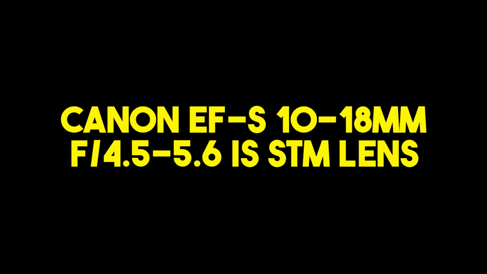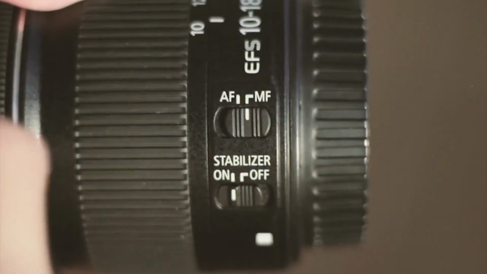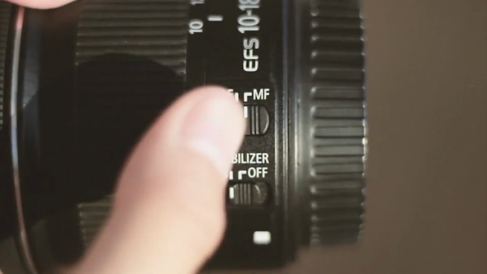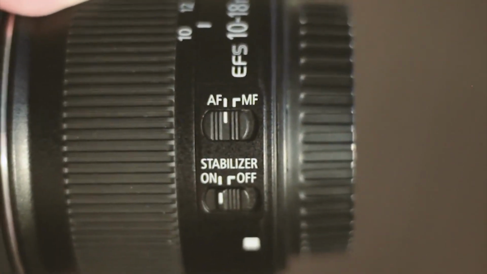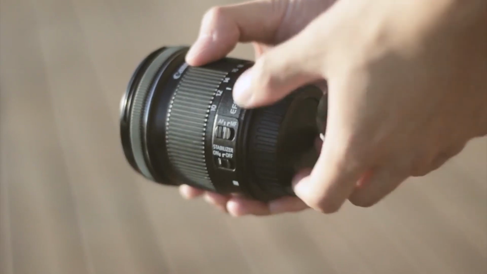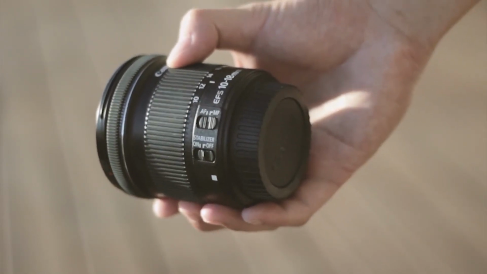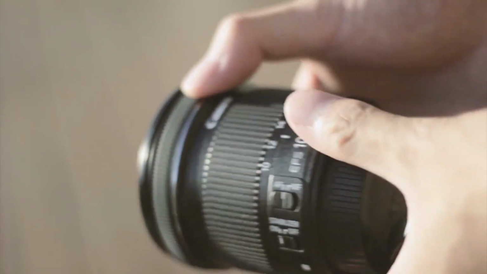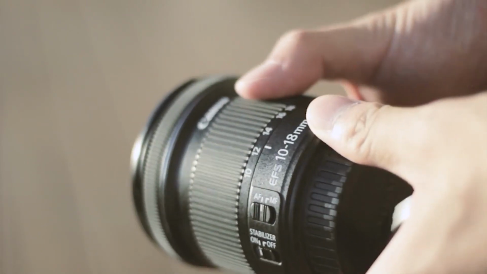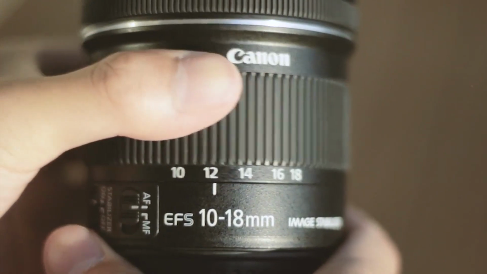Number 3. Canon EF-S 10-18mm f4.5-5.6 IS STM lens. The Canon EF-S 10-18mm is a lens that provides a great deal of quality for a fraction of the price of other lenses. Its plastic frame may put some people off who religiously follow metal lenses, but the lens itself appears sturdy and solid enough for this to be a non-issue.